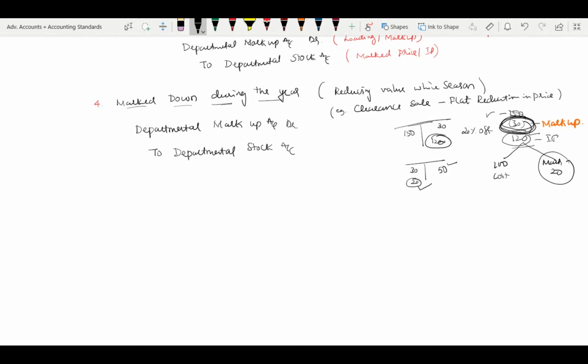Have you understood this point? Marked down during the year. It is like a seasonal flat reduction.